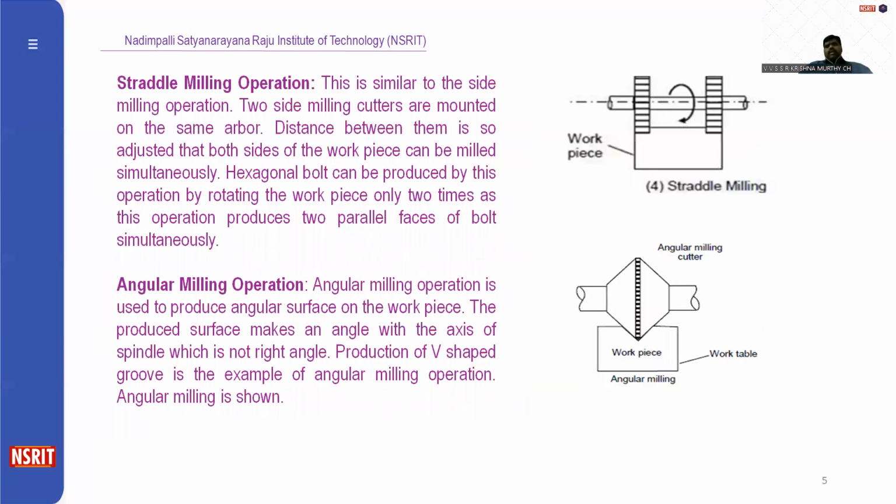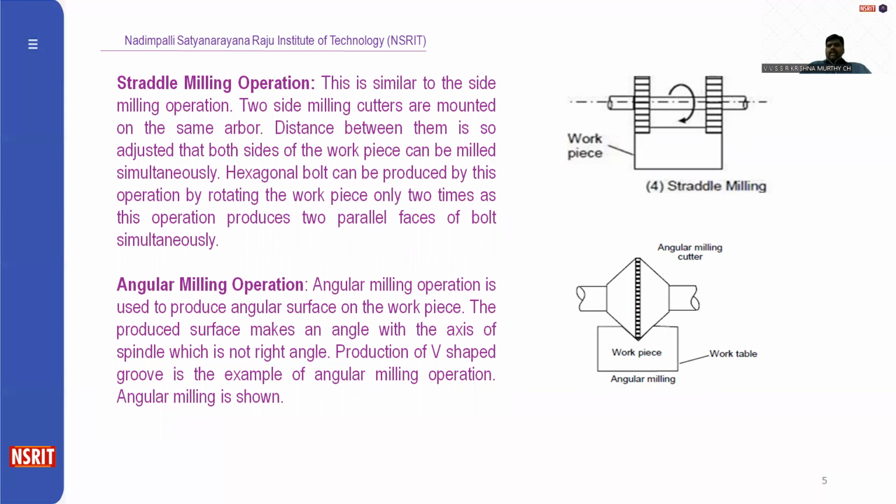Next is the straddle milling operation. This is similar to the side milling operation. Here, two side milling cutters are mounted on the same arbor. So on the arbor you will have two milling cutters, and the distance between them is adjusted based upon the workpiece to be milled. Using this, we can produce hexagonal bolts, as it machines two parallel sides of the bolt simultaneously.